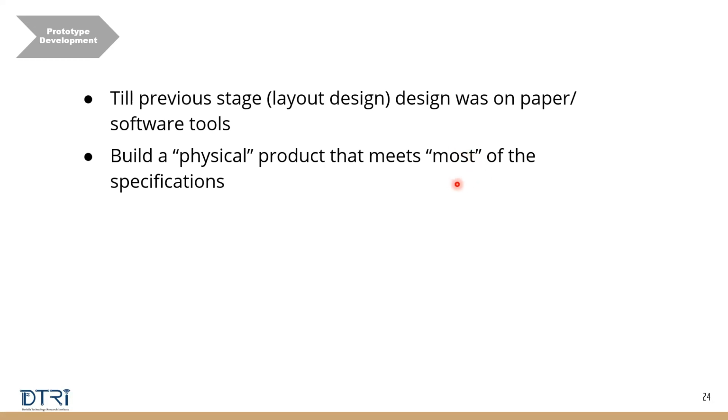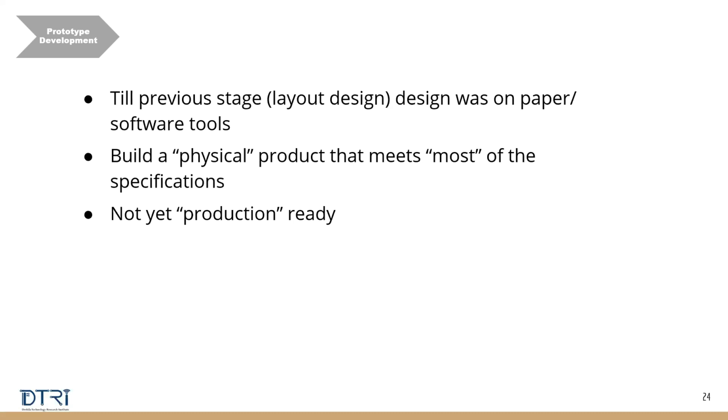I'm saying most because not all the specifications can be met, because we are still in the prototype stage. The product at this stage is not production ready. So what is the meaning of production ready? That means I can't build hundreds, or not even hundreds, sorry, thousands or lakhs or millions of this product. So it is a product which will meet some specifications, but it is not production ready. You can't give this product to your customer.